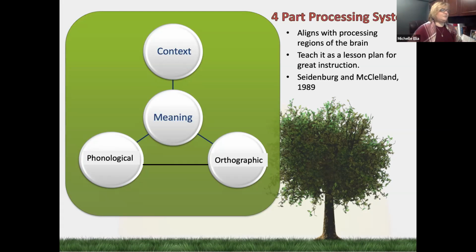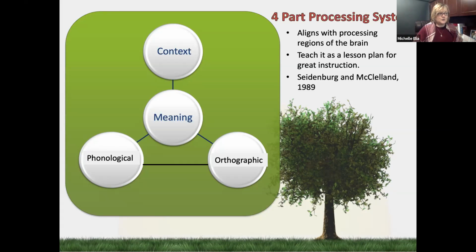Okay, so let's move into the four-part processing system. So this is Seidenberg and McClelland. And when I teach the four-part processing system, I do teach it a little bit differently in that I reference this as my lesson plan for good instruction. It was designed to demonstrate the regions and the processing that happens in the brain as we are reading text, all the things that are happening in this left side of the brain here.